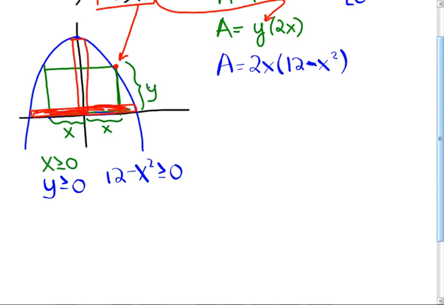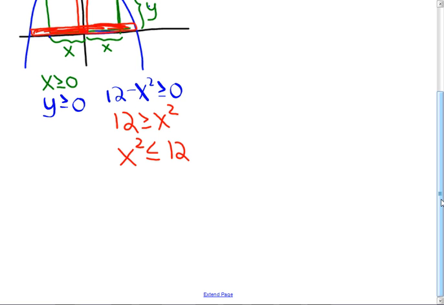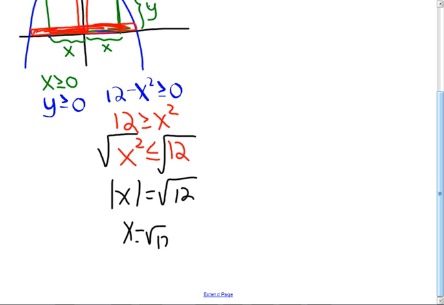So I have to solve this. So 12 is bigger than x squared. I don't like my x squared over there, so I'm going to move it. So x squared is smaller than 12. And then how do you solve that? You square root it. When I square root it, I get the absolute value of x is equal to the square root of 12. So x is equal to the square root of 12, girls, or the negative square root of 12. Can't be negative because x represented a positive number.